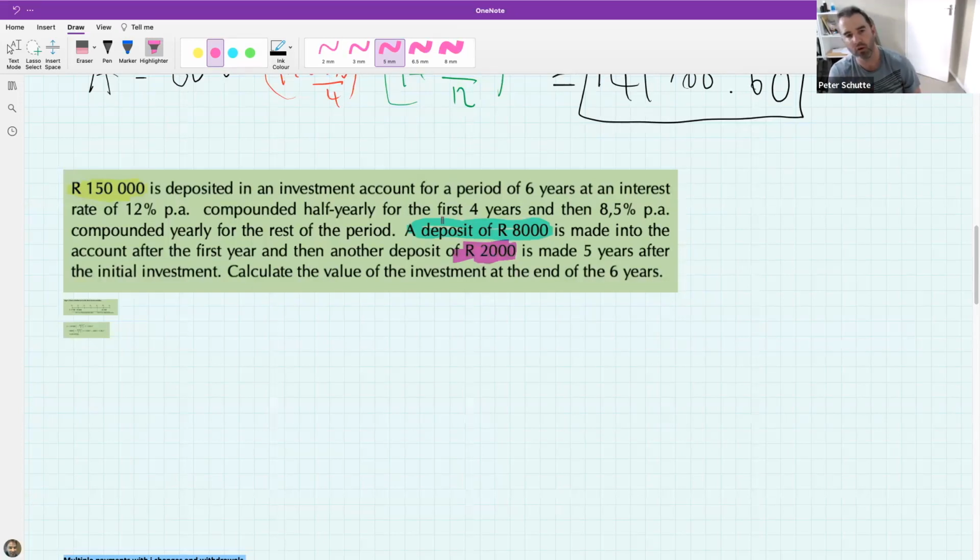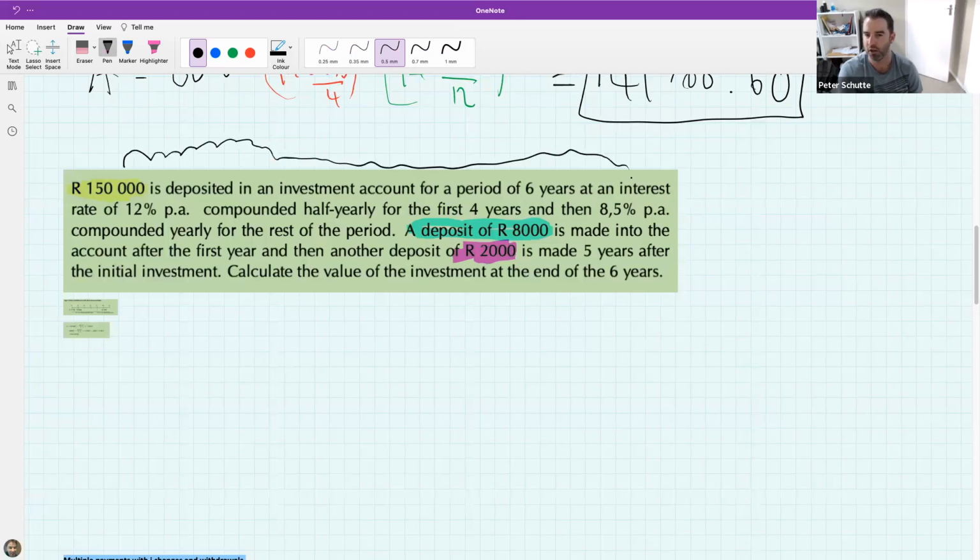Now, this is interesting because it means that the amount at the very beginning gets to grow for a long time. It gets to grow for the whole life of this question. The 8,000 that comes later on the scene only grows for a little bit of time, and maybe the 2,000 grows for the least amount of time. And so we need a way of incorporating this into our timeline.